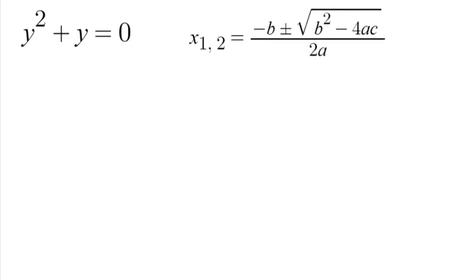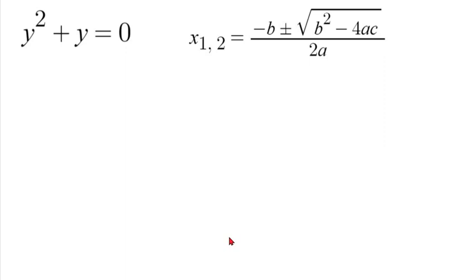If we had x1 or 2, in this case it's y, it'd be equal to negative b plus or minus the square root of b squared minus 4ac all over 2a. Now if you're uncomfortable with using the quadratic formula, I have a video explaining it that you can check out. But in the meantime, we're going to go ahead and plug our a, b, and c values in.